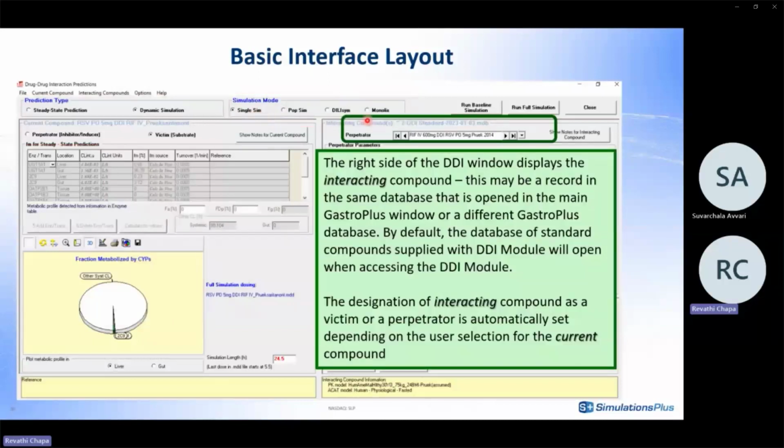So, this is the right hand side where it's desirable to place your interacting compound. The interacting compound is your perpetrator, which could be your inhibitor or an inducer. And when I say inhibitor, it could also be a competitive inhibitor or a time dependent inhibitor. So you could specify your perpetrator here.